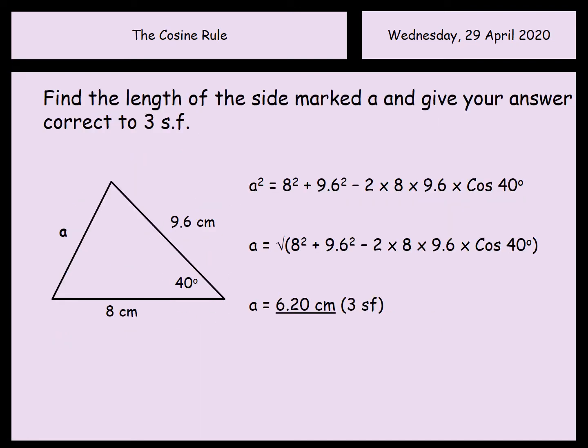Okay, so the length of the side marked A, and give your answer correct to three significant figures. So we're going to find this. Notice, like I said on the last slide, that we've got these two sides and we've got the angle in between them. This is really important. We need it to be in this form to be able to use the cosine rule. Otherwise, we might have to do something else first.